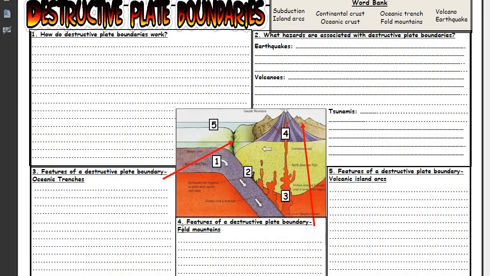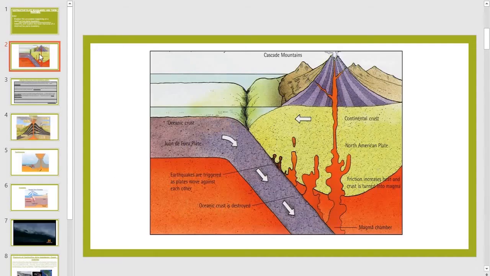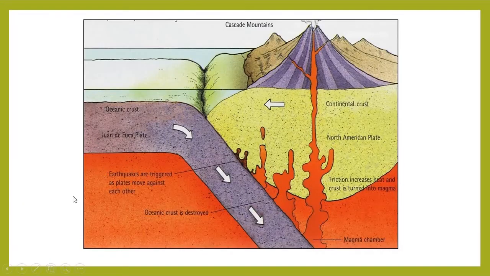So if you're able to use the sheet, great, write straight on the sheet. If not, put a subheading, how do destructive plate boundaries work? And we are going to make an explanation of what's going on.